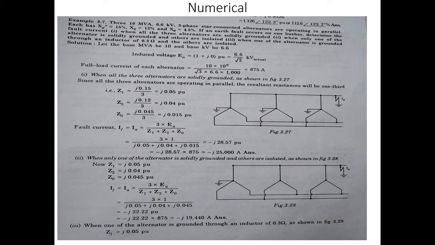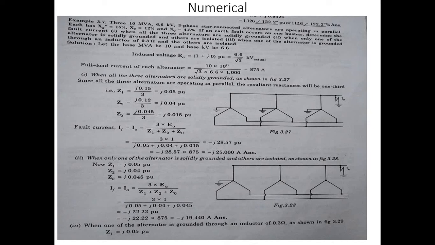And since you have the base value of the current, you can calculate this value into the actual value also. So that current will be minus J25,000 ampere. That is, for the first condition, the fault current is minus J25,000 ampere. Thus symmetrical components help to make calculations easier. It converts a complicated system into a simple system for the unsymmetrical fault analysis, and because of that we could calculate the fault current in the first case.